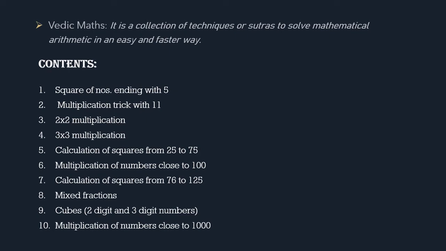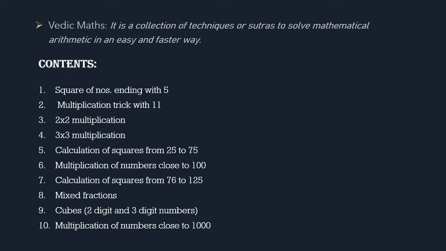Firstly, we'll start with square of numbers ending with 5. Then we'll go on ahead with multiplication trick with 11. Then we'll be seeing 2 by 2 and 3 by 3 multiplication. Following which we'll be seeing calculation of squares from 25 to 75. After that, we'll go to multiplication of numbers close to 100. We'll be seeing calculation of squares from 76 to 125. After that, we'll be seeing mixed fractions. We'll see cubes of both 2-digit and 3-digit numbers. Following the cubes of 2-digit and 3-digit numbers, we'll conclude the chapter with multiplication of numbers close to 1000. So that's how we'll be proceeding throughout.